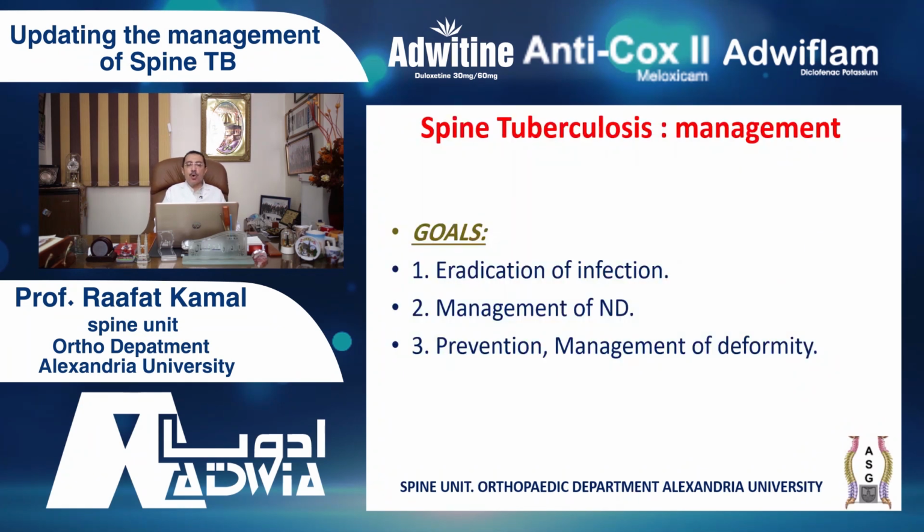So, what are the goals of the management of spinal tuberculosis? The goals of the management of spinal tuberculosis are first, the eradication of the infection. This is the first and most important goal. The second is the management of any neurological deficit if present. And the third is the prevention or the management of the deformity if it's present. So the goals of management of spinal tuberculosis are the eradication of the infection, management of neurological deficit if present, and the prevention and the management of the deformity.